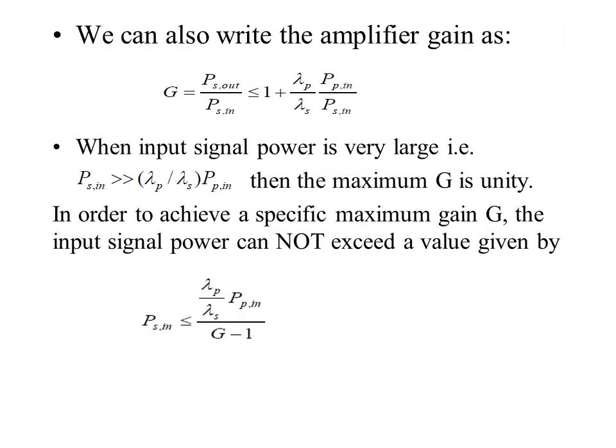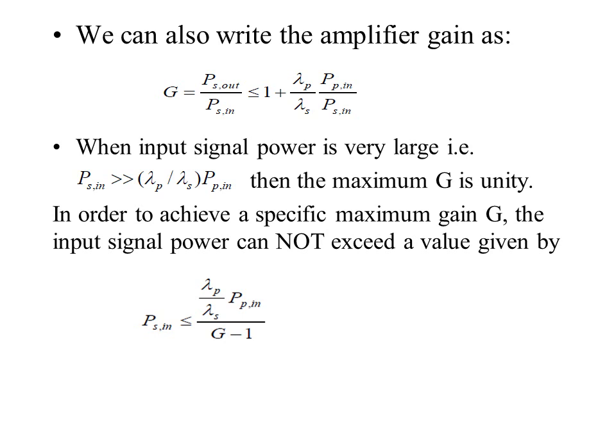And we can also write the amplifier gain as PS out by PS in less than or equal to 1 plus lambda P by lambda S times PP in by PS in. When the input signal power is very large, then the maximum G is limited. In order to achieve a specific maximum gain G, the input signal power cannot exceed a value given by PS in less than or equal to lambda P by lambda S times PP in divided by G minus 1. So this is the level of the input signal power to get the maximum gain. It should not be more.